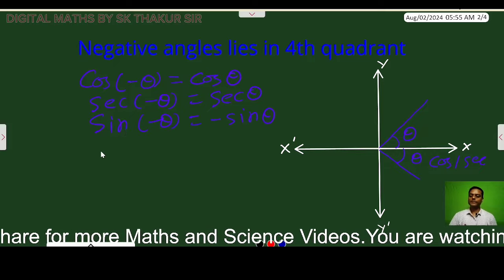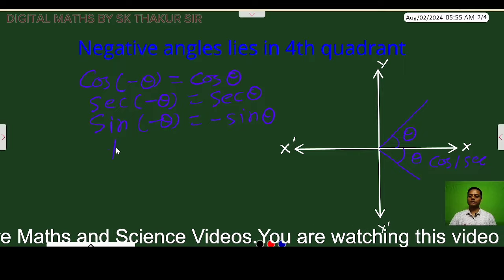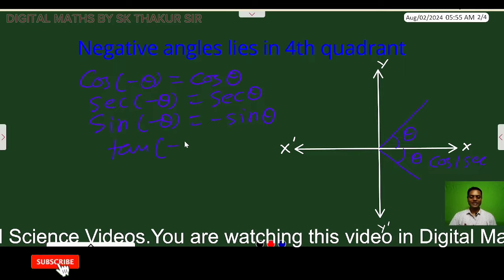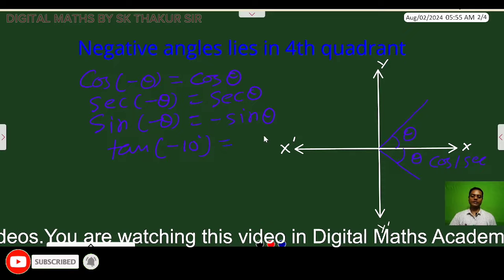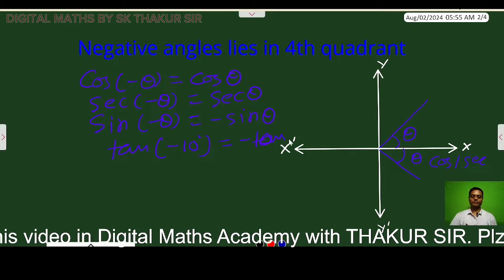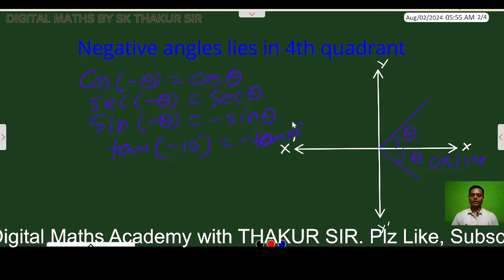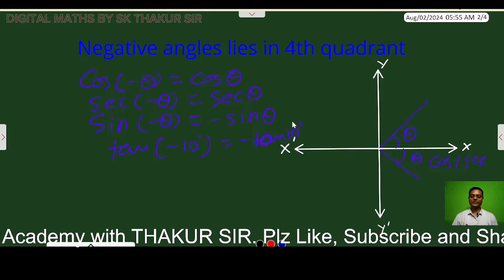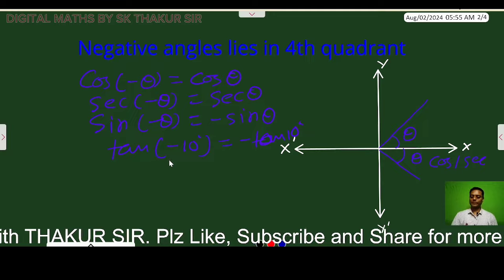Not only sine, if we have tan minus 10 degree, then that is equal to minus tan 10 degree. So except cos and sec, all the trigonometric ratios have negative value if there is a negative angle.